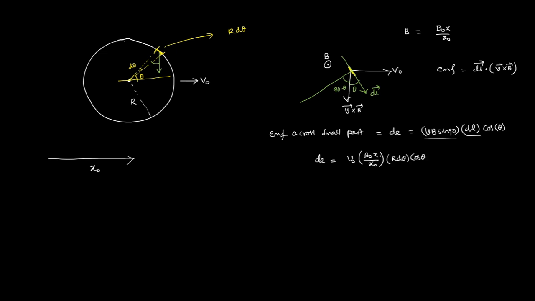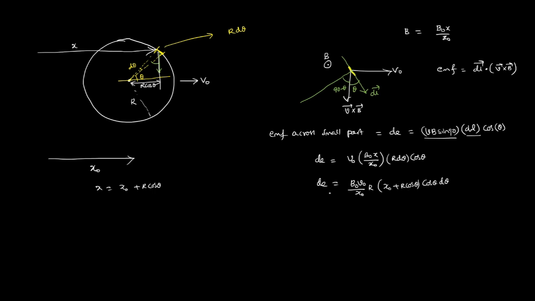But still there is a variable of x. What does x stand for? X stands for the x coordinate. This is the x. Then how do I write the x coordinate? If I take a perpendicular here, then I will get this value as r cos theta. Then in the place of x I can write x0 plus r cos theta. So finally, what is the induced EMF in the small part? b0 v0 by x0 into r, in the place of x again x0 plus r cos theta, multiplied with cos theta d theta.